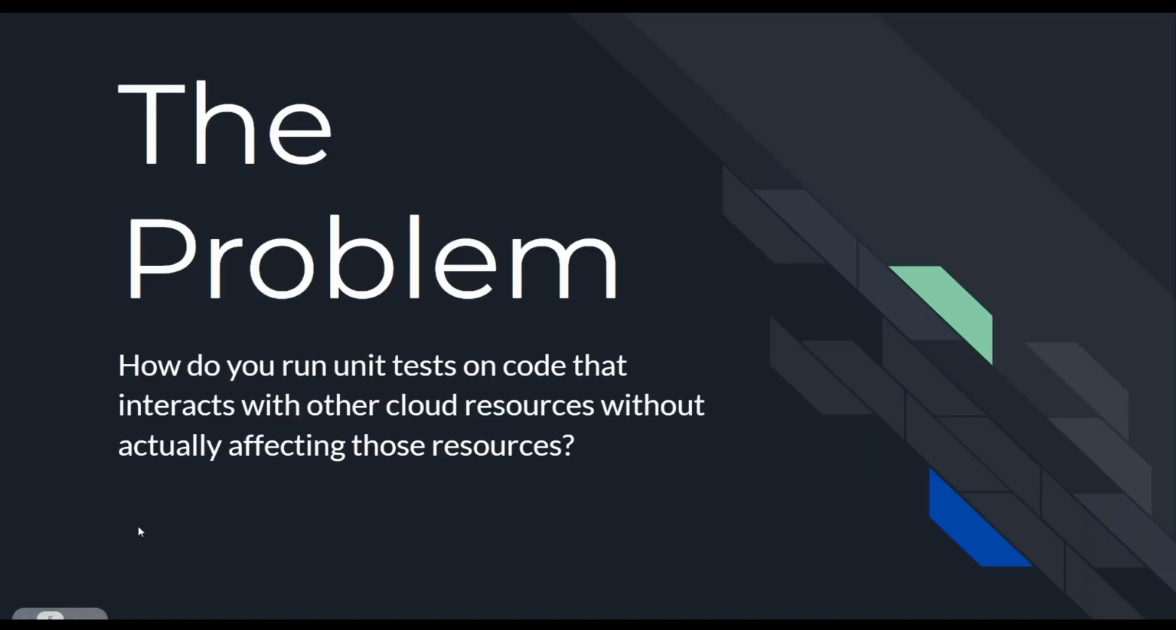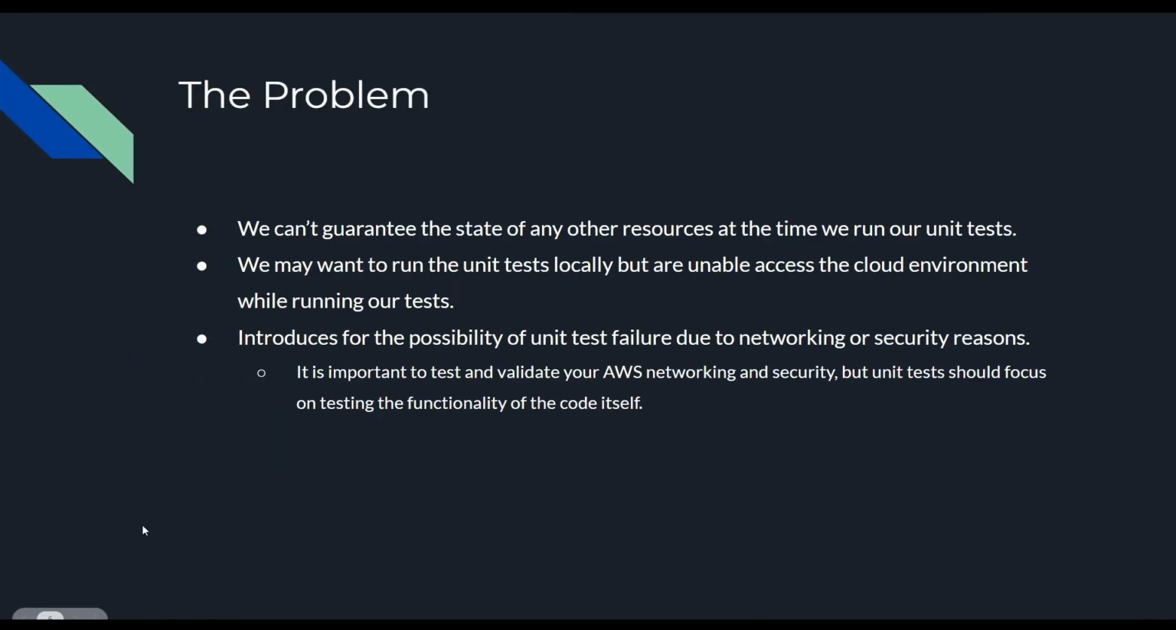So now that we have an understanding of the technical background, what's the problem that we're facing? That problem is, how do you run unit tests on code that interacts with other cloud resources without actually affecting those resources? We can't guarantee the state of any other resource that's in the cloud at the time we run our unit tests, and we may want to run these unit tests locally but are unable to access the cloud environment while running those tests.